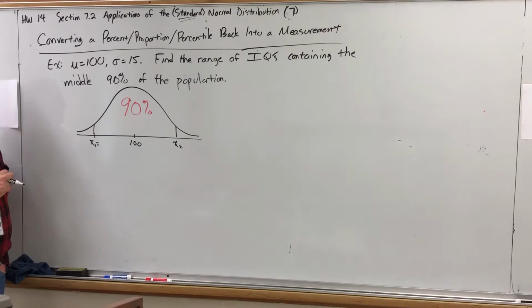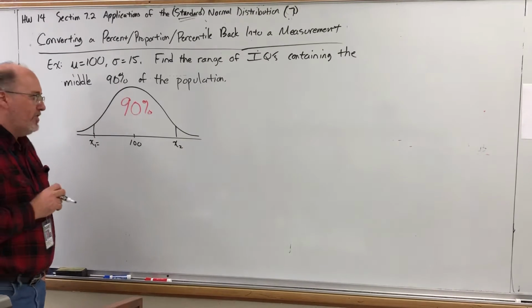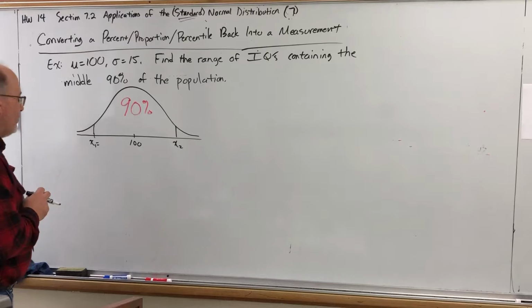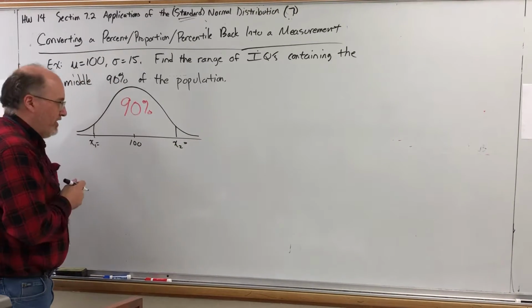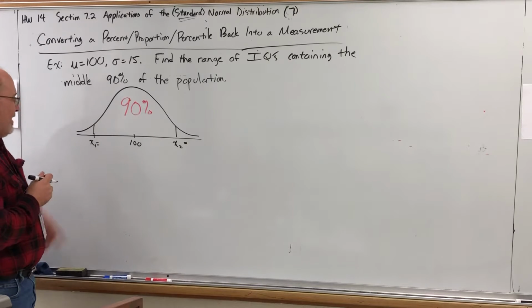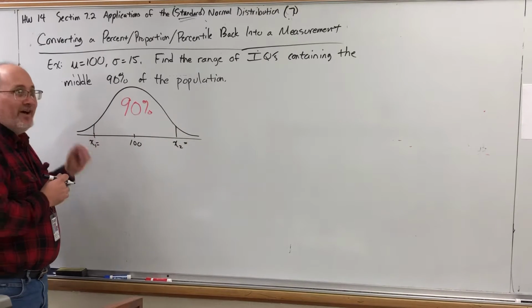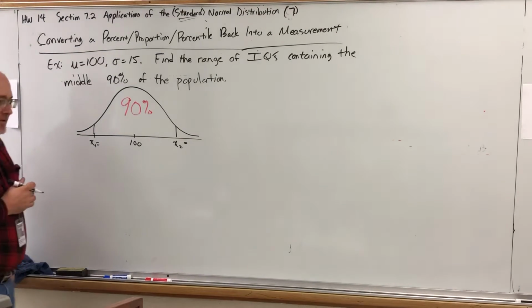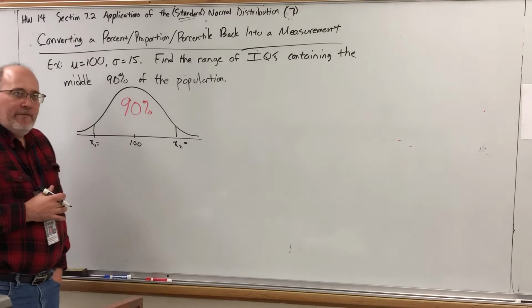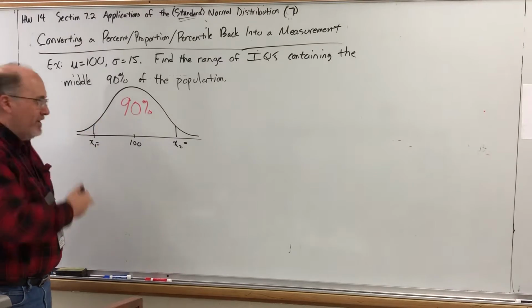Actually, I'm going to introduce a notation in the z picture in just a moment that we'll be using later on. But we're looking for the two scores that have the middle 90%. Now, when I say middle 90%, I mean that these two tails are the same size, and that's going to be important. So how are we going to find these x's? Well, the same way we did before. Find their z's and then turn them back into x's.